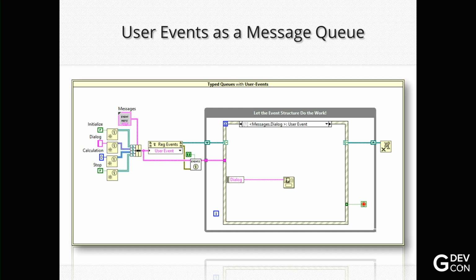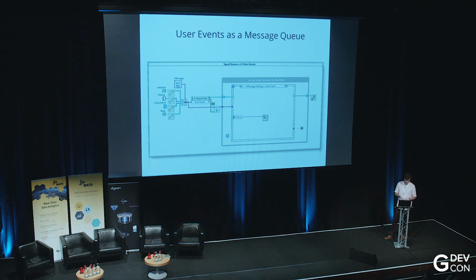So the question is, could we use user events for our main message handling loop? And the answer is yes, it looks very similar in a way. We still create our queues, except this time they're user events. We have to make sure that we register for those events before we start sending anything. But once we've done that, we handle our cases within our event structure instead of our typical case structure. And as if by magic, the types all flow through. So now dialog, which is a string, appears as dialog in a string, and you don't need to use any variants.